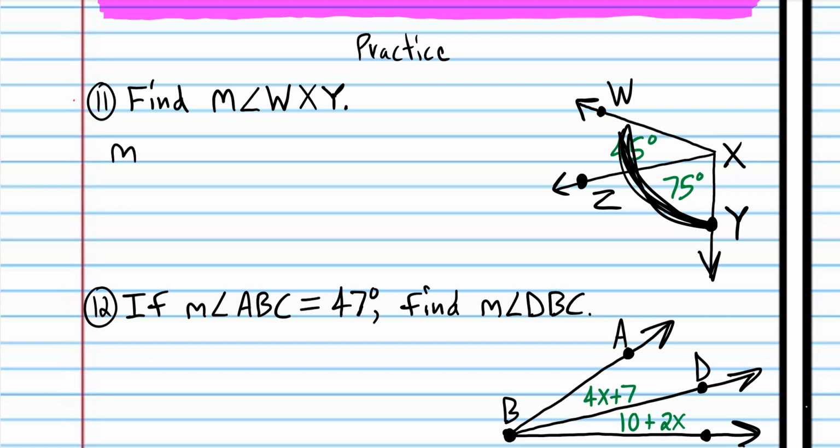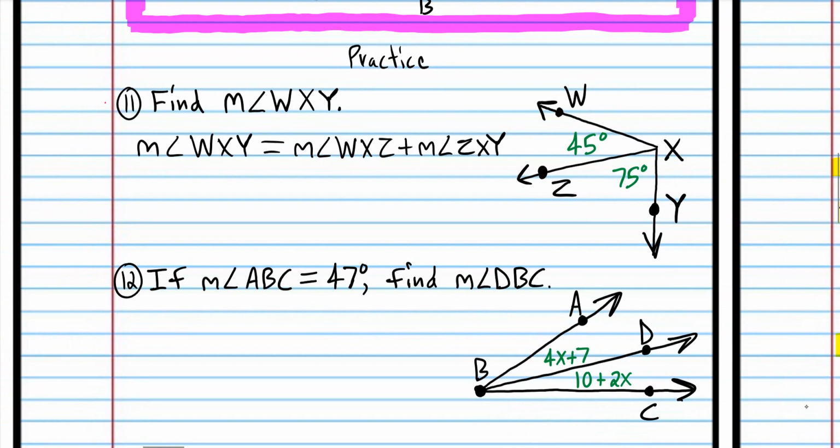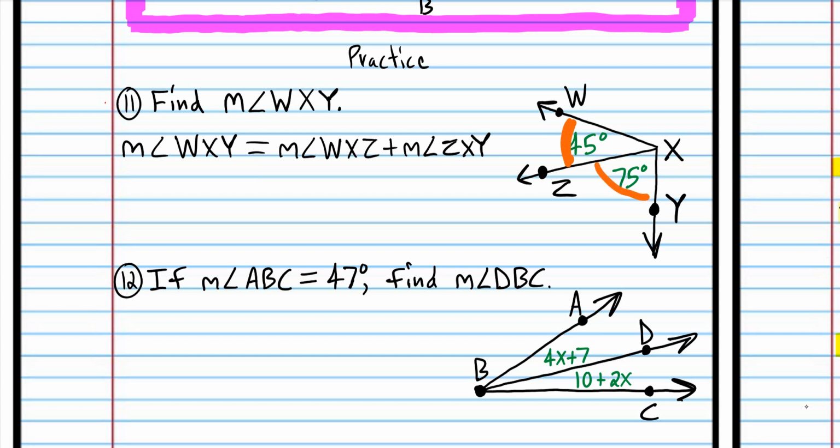Now, we know from the angle addition postulate that the measure of angle WXY is equal to the measure of angle WXZ plus the measure of angle ZXY. Now remember, there's different ways to write those angles. So if you want to write it in a slightly different way, that's fine. Just make sure that X is the vertex of all those angles. So that is the angle addition postulate. That tells us that the measure of this angle plus the measure of this angle is equal to the measure of the entire angle.